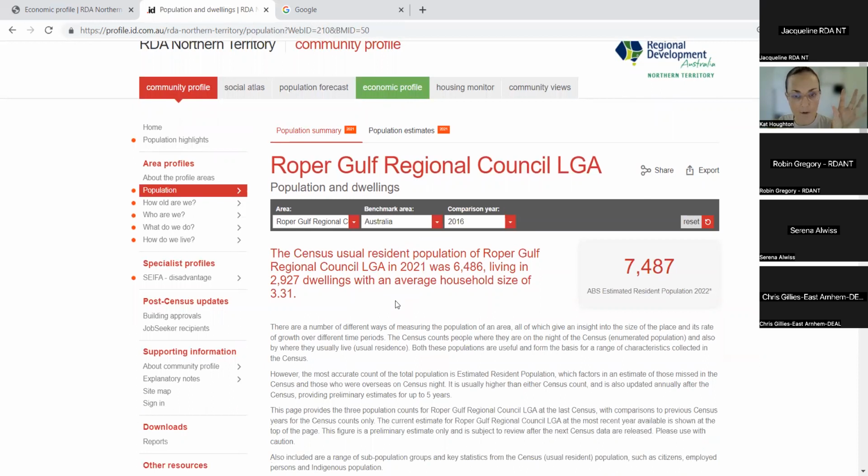but if you've got a grant application with the federal government, your benchmark area you'll try and set as Australia. So you can really show that difference between the uniqueness of Roper Gulf compared to the rest of Australia.